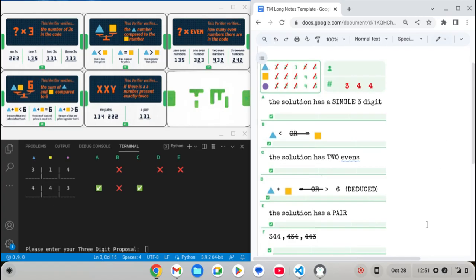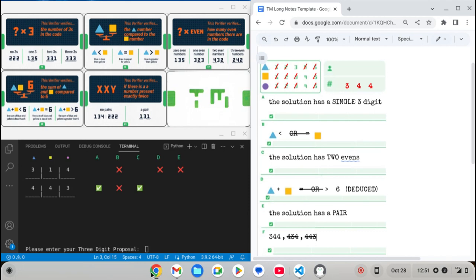All right, so 3, 4, 4. The solution has a single 3. It sure does. Is the first digit less than the second? Yes, triangle is less than square. 3 is less than 4. I have 2 evens. The sum of the first 2 digits is greater than 6. It is. And we have a pair. Well, it looks like a winner.